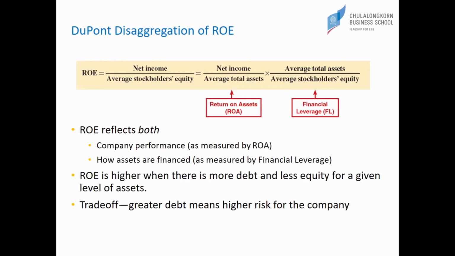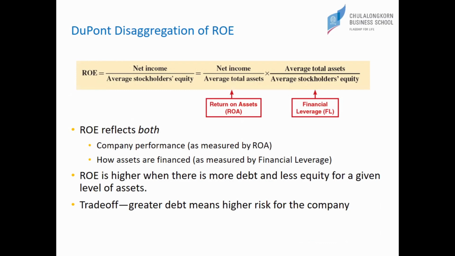So we can make this ROE higher by either increasing ROA or by taking on more debt. So it's higher, but remember that there's always a trade-off about using debt, right? You can increase ROE by leveraging. However, you do it at a cost. You take on additional risk.